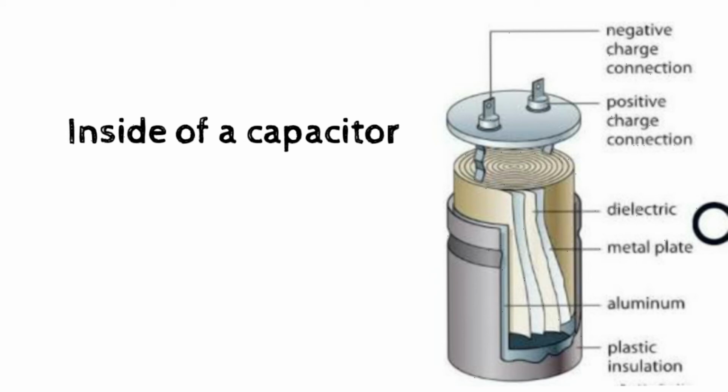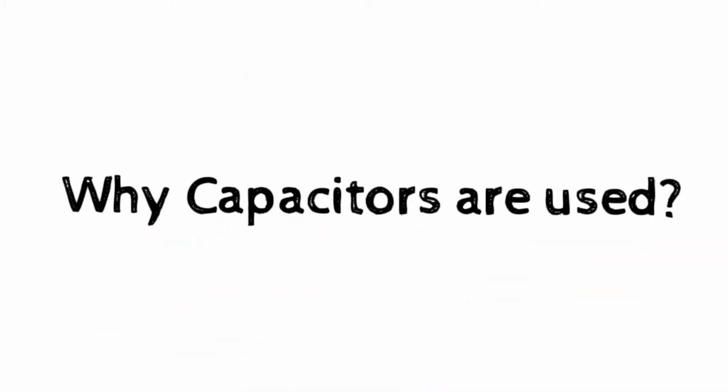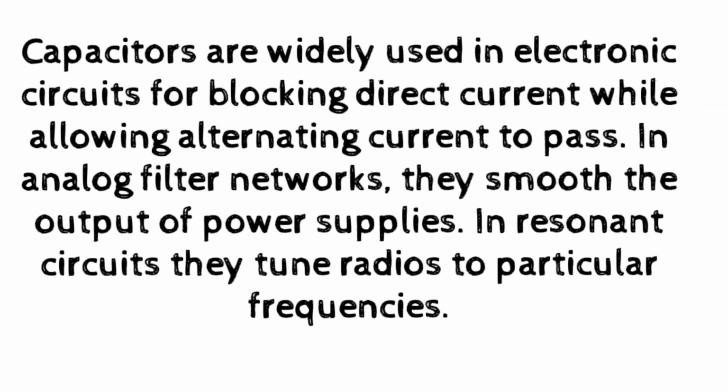Now we know what's inside of a capacitor. Let's see why capacitors are used. Capacitors are widely used in electronic circuits for blocking direct current while allowing alternating current to pass. In analog filter networks, they smooth the output of power supplies. In resonant circuits, they tune radios to a particular frequency.